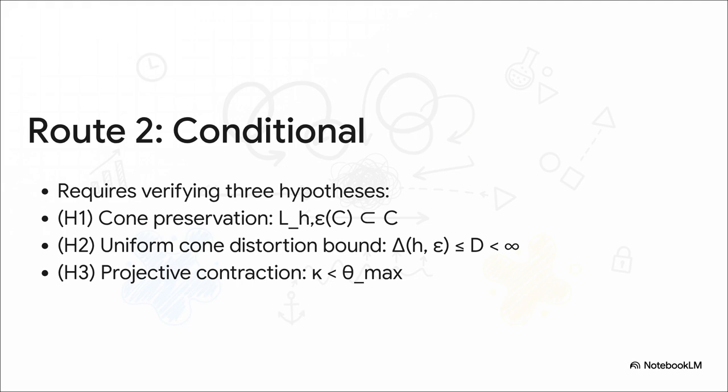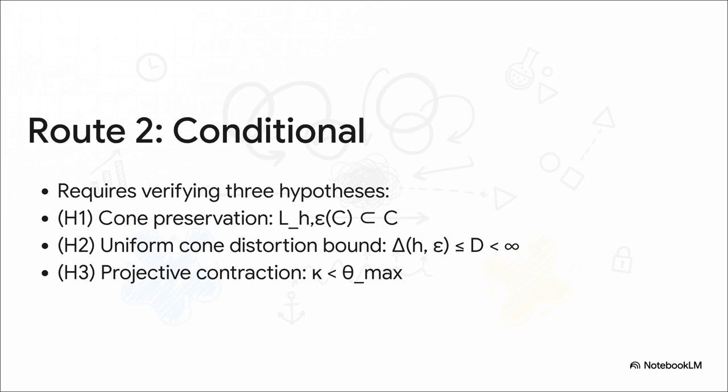Route 2 is definitely more ambitious, but it's also a lot more promising. The idea is to use this really elegant geometric tool, a Hilbert projective metric, to prove that our operator is a contraction. If we can show that, it would directly give us a better bound. But, and this is a big but, it's all conditional. It depends entirely on verifying three critical hypotheses.